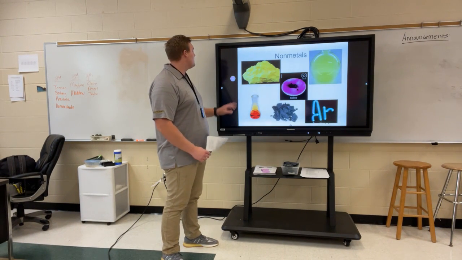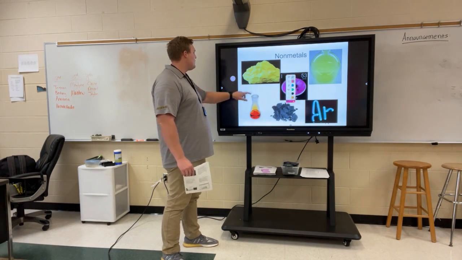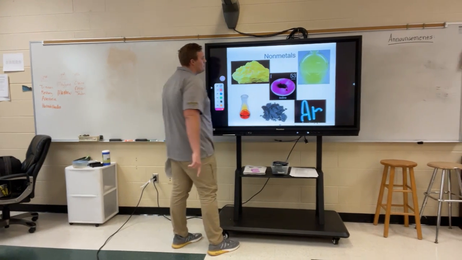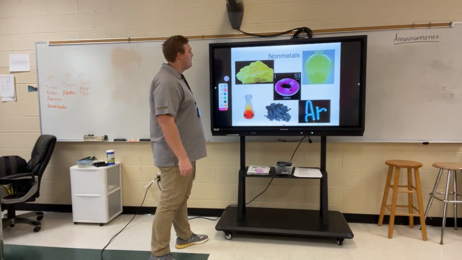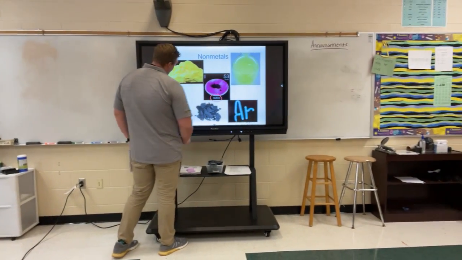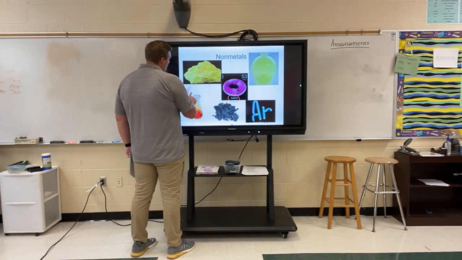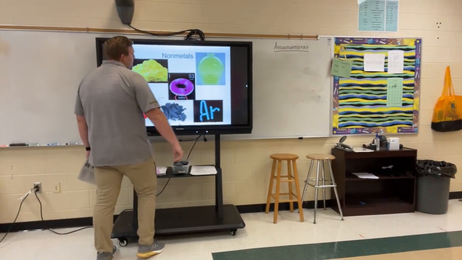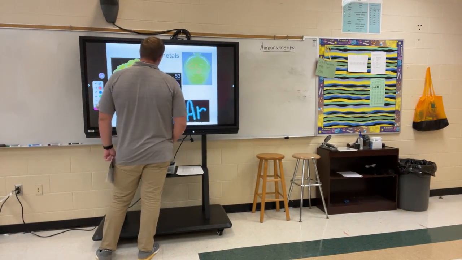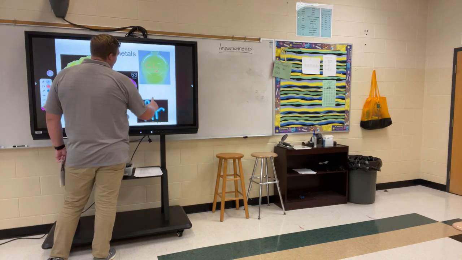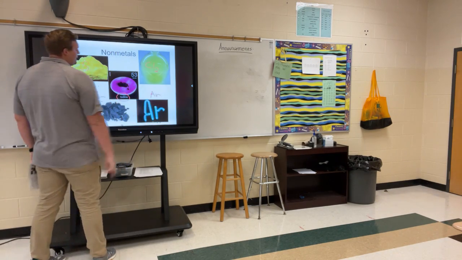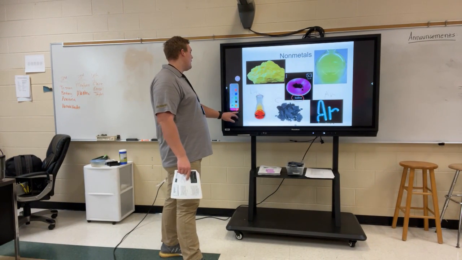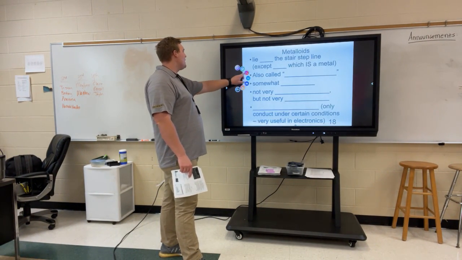So here's some examples of some nonmetals. All right, I'm going to label them for you. In the top left corner here, this is sulfur. Okay, sulfur. As this one says, it's iodine. All right, this is bromine. This is carbon. This is chlorine gas. And then this is argon gas, like that guy was doing, putting electricity through it. It's pretty. All right. Then we finally get to metalloids.